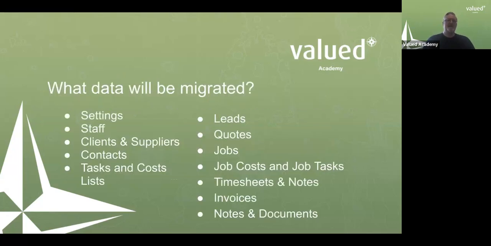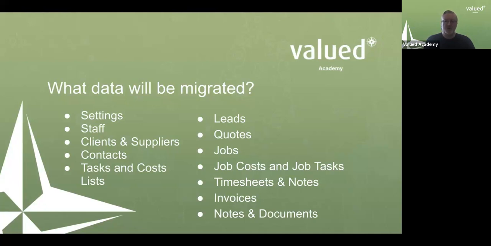First of all, what data is going to come across? Well, we know that all of your baseline information from the setup of your system will be translated into the new platform. So your settings, your staff records, your clients and suppliers, your contacts, your tasks and your costs lists, your lead information. So now moving on to look at your actual records that you keep within the system.